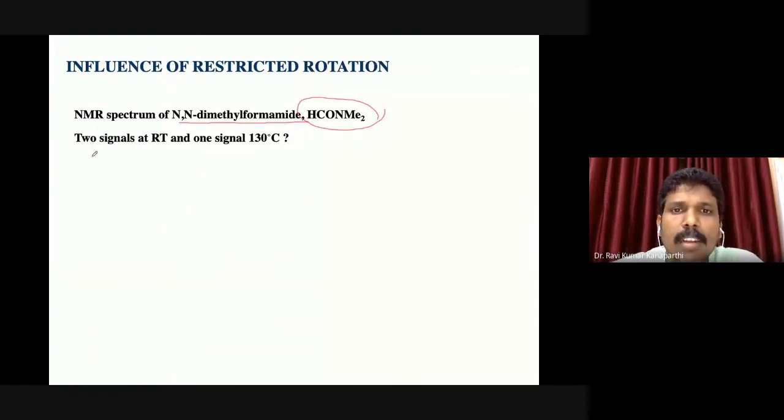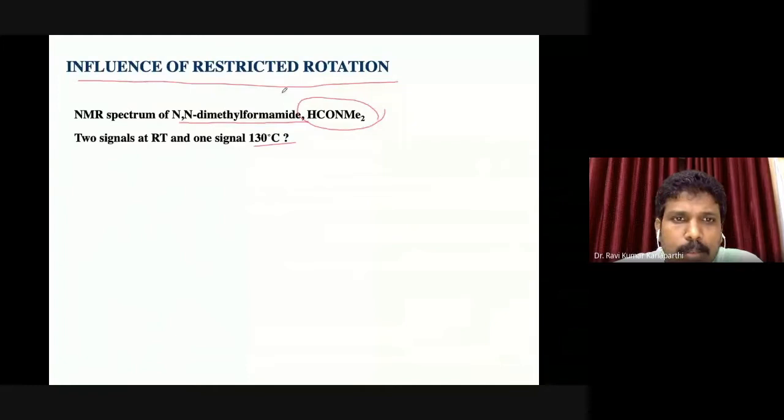On the other hand, suppose you measure the NMR spectrum of the same compound in the same NMR solvent at a very high temperature, let's say above 100 degrees centigrade, like 130 degrees centigrade, then this compound shows only one NMR signal. What is the reason for this? The reason is actually in the title itself. The restricted rotation is the primary reason for this.